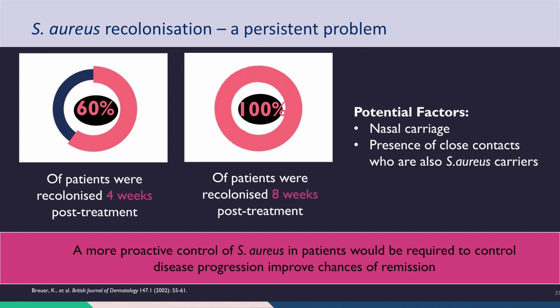60% of the patients were recolonized 4 weeks post-treatment. So it comes back very fast, and 100% of the patients were recolonized with Staph aureus 8 weeks post-treatment. There are potential factors: nasal carriage, we've gone through that, and presence of close contacts who were also Staph aureus carriers, we've gone through that as well. So a more proactive control of Staph aureus in patients would be required to control disease progression and thus improve chances of remission. Okay, so this is important. It's not just what you do during the flares, but what's more important is what you do after that, so as to prevent the next infective flare from coming up.